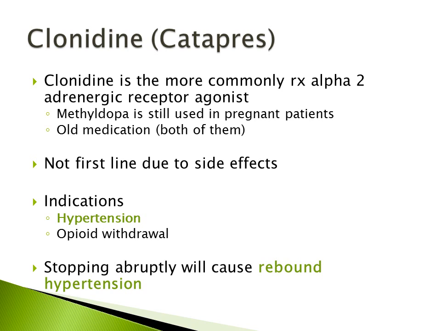Don't stop these suddenly. These can come in a patch form, IV form, or an oral form. The IV form is most likely going to be for patients going through opiate withdrawal. The oral tablet form is typically used for patients with hypertension. While the patch does exist, I've never seen it used, so I'm going to say it's probably not a very common route to use.